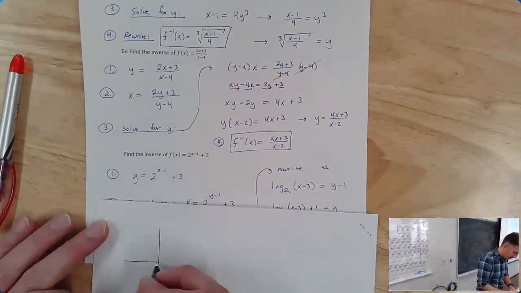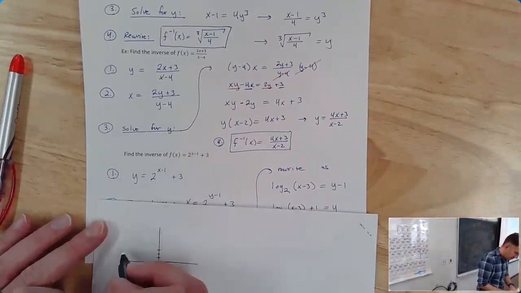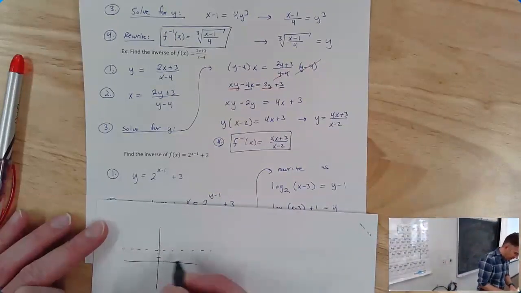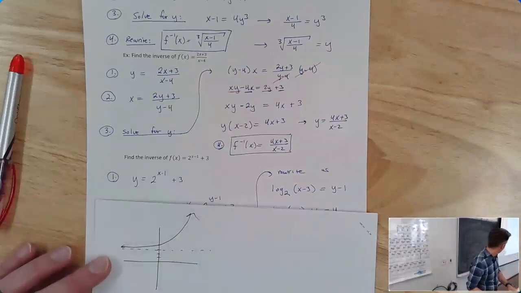I don't really need to graph these things. I just want to show you something real quick. Shifted up by 3 and right by 1. I don't really care about the right by 1. Kind of looks like that.